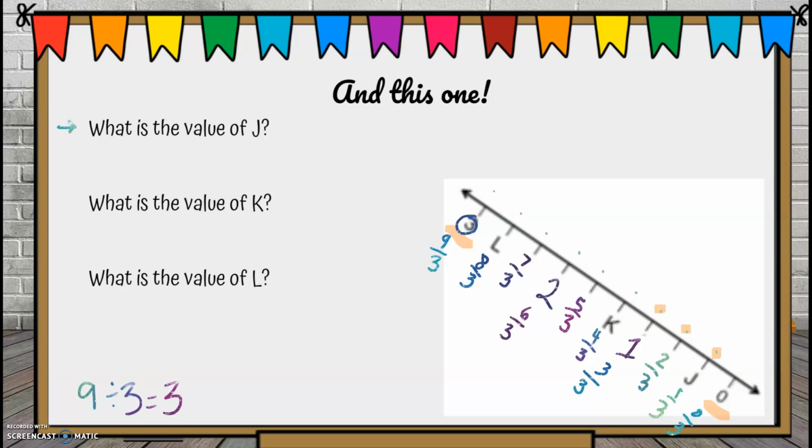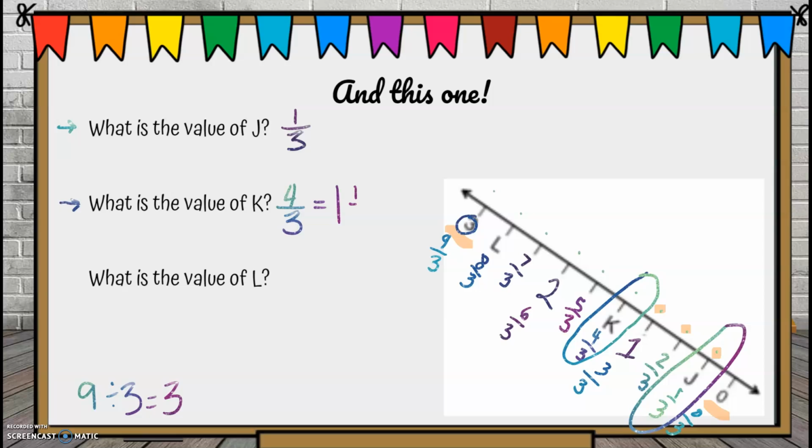So the first question, what is the value of J? J is 1 third. The next question, what is the value of K? So we found K on the number line. We know K is 4 thirds, or 1 and 1 third. And then the next question, what is the value of L? On the number line, we know that L is 8 thirds, or 2 and 2 thirds.